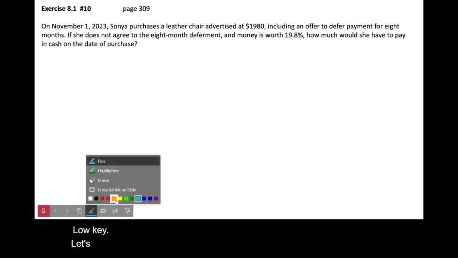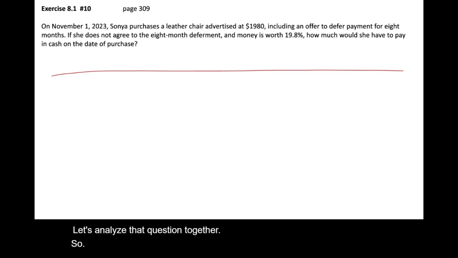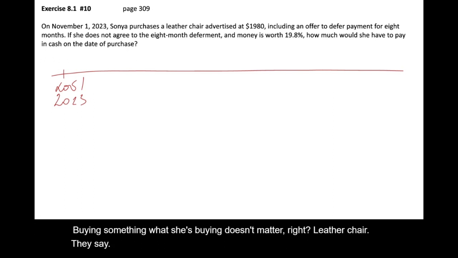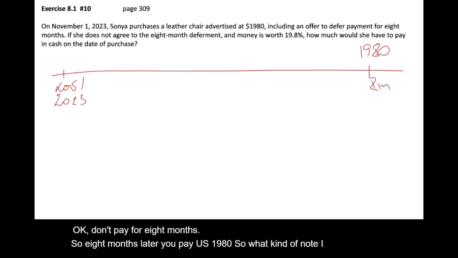Okay. Let's analyze that question together. So, Sonia, November 1, buying something. What she's buying doesn't matter, right? Leather chair. They say, okay, don't pay for 8 months. So 8 months later, you pay us 1980. So what kind of note do I have? Interest or non-interest bearing?